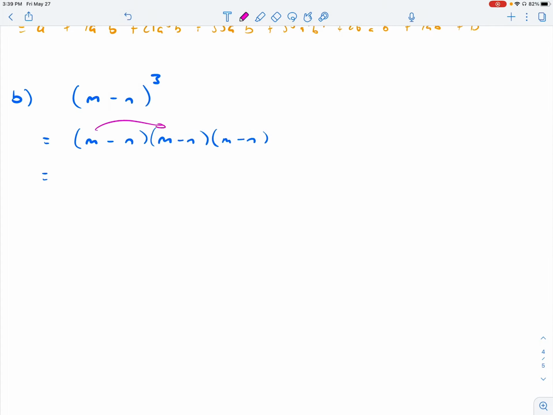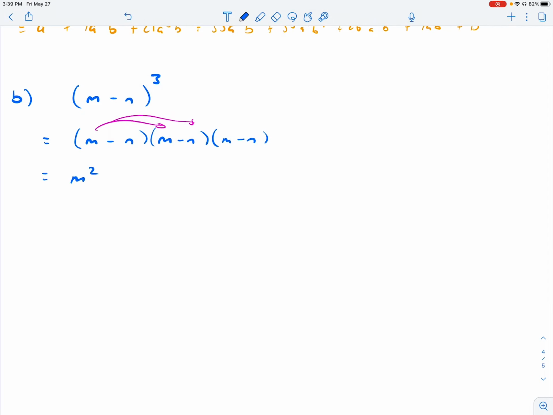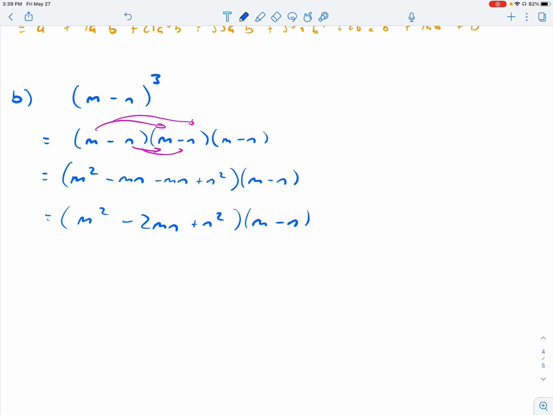So let's start the FOIL process. We'll do those there. So we'll have m times m, we get m squared. M times negative n is minus mn. Then we'll do these two. So we'll have negative n times m, that's going to be minus mn. Negative n times negative n, positive n squared. Okay, we have all of that times m minus n. Nice thing is I do have like terms there, so this can be cleaned up to m squared minus 2mn, because we have negative mn minus mn, that's minus 2mn, plus n squared, times m minus n.